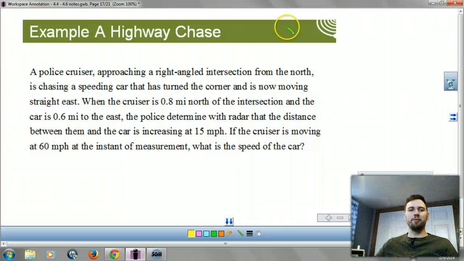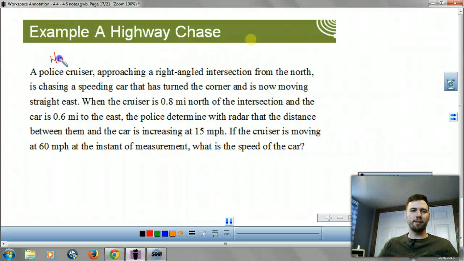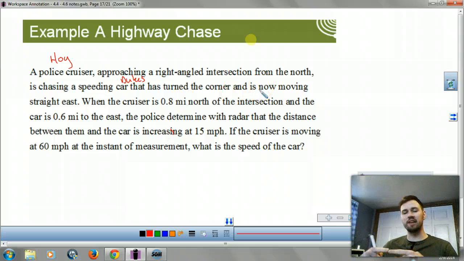You see here, we've got the police cruiser, Boss Hog, approaching a right-angled intersection from the north. It's chasing a car, the Dukes. It has turned the corner and is now moving straight east. The cruiser is 0.8 miles north and the car is 0.6 miles east. The police say the radar shows the distance between them is increasing at 50 miles per hour. The cruiser's moving at 60. How fast are the Duke boys going?